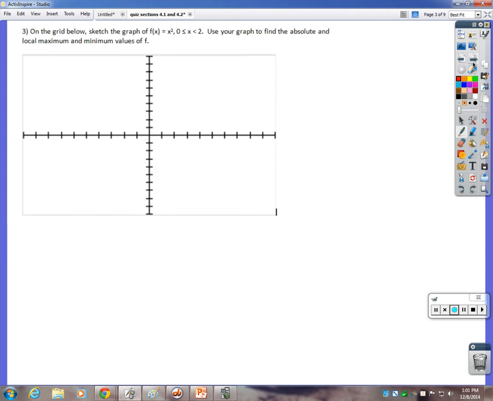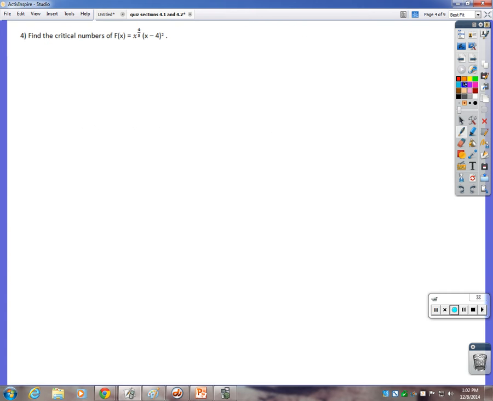Stop me if you have any questions. All right, number 3 was kind of weird because it's only from 0 to 2. Again, the only trick here was, mathematically speaking, it says x is less than 2, but not equal to 2. So that is technically an open circle at that point. So the little part of the parabola is going to look like that. The minimum value, obviously, is right here. The maximum value doesn't exist. There isn't one because of that open circle. So that was 3 points, 1 for the graph, 1 for the local minimum, and 1 for no local maximum. Pretty light. All right, next one.